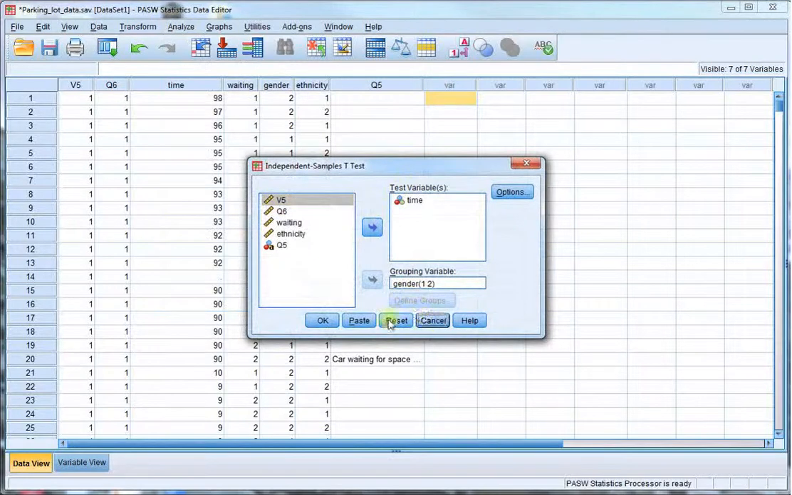So I'm going to reset this. I'm going to move time over here to the test variable. This is my dependent variable. I'm going to move waiting over here to the independent variable, grouping variable.